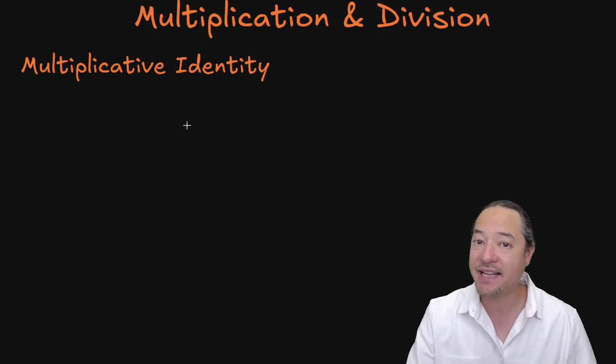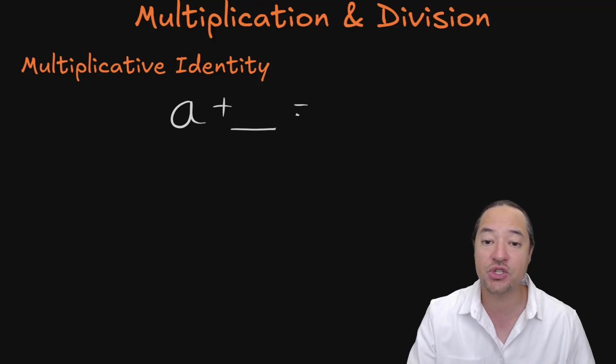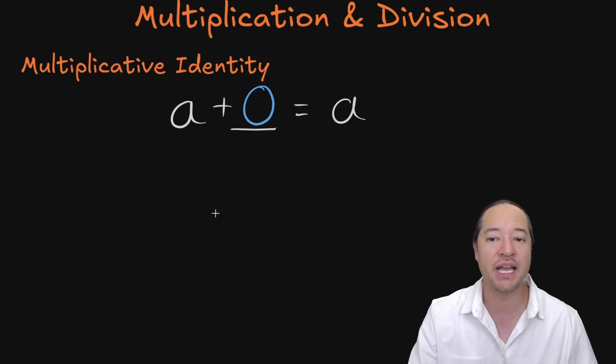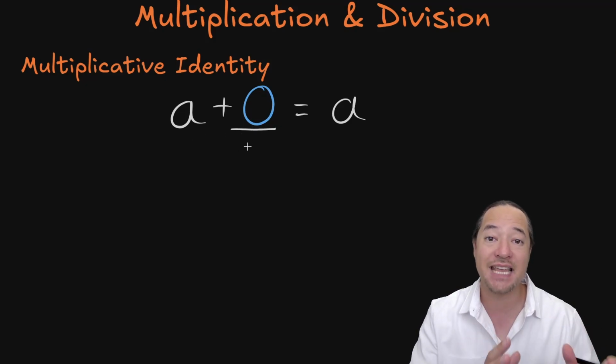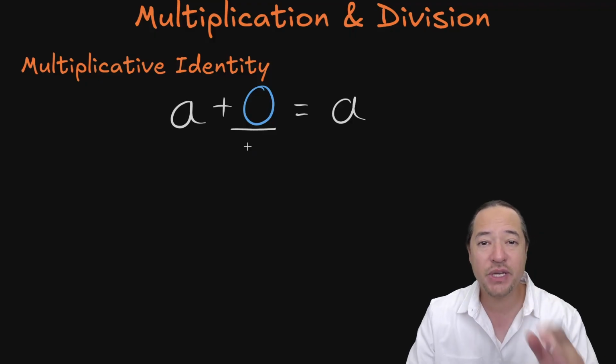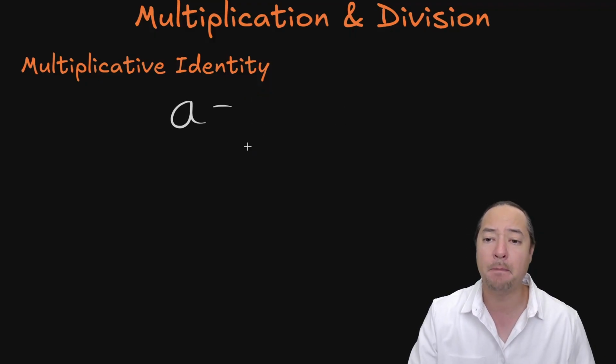So what was the additive identity? Well, the idea was any number plus the additive identity should equal that same original number. What then is the additive identity? Well, it would be the number 0, right? So adding 0 to any other number will give you that same number back. Let's see if we can extend this concept to multiplication.